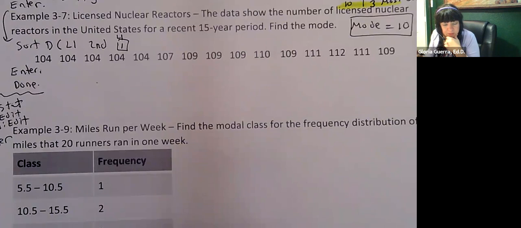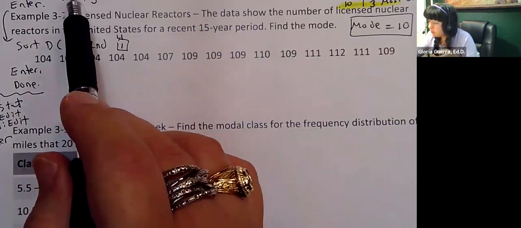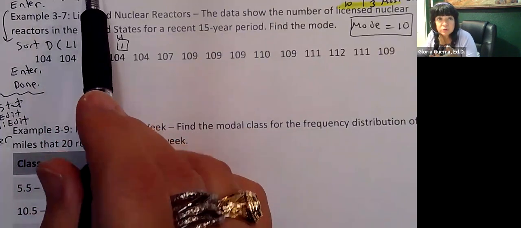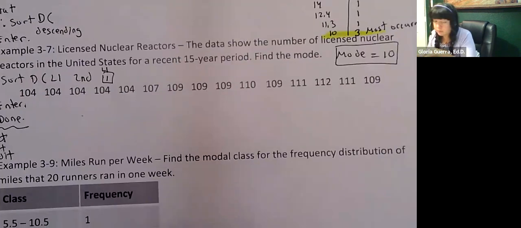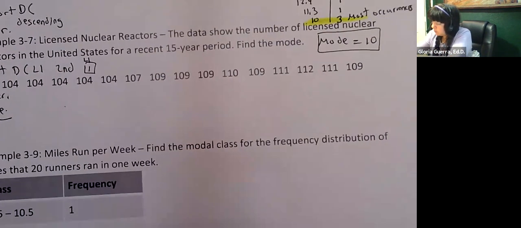The problem: the data shows the number of licensed nuclear reactors in the United States for a recent 15-year period. Find the mode. Again, you want to enter the data on the calculator and then sort it, either descending or ascending, you choose. Then make a little table for your data of occurrences.